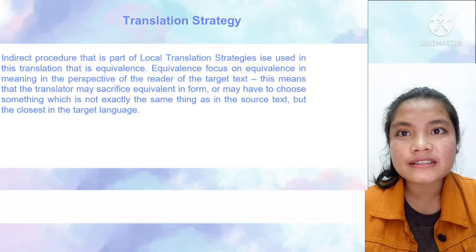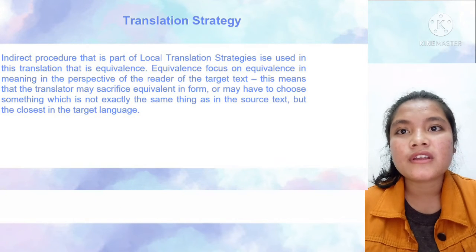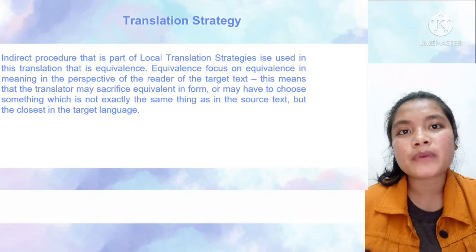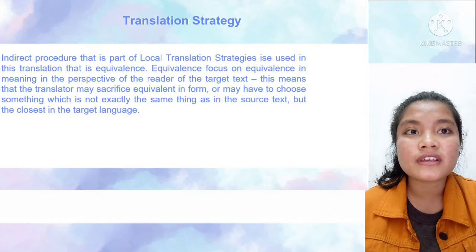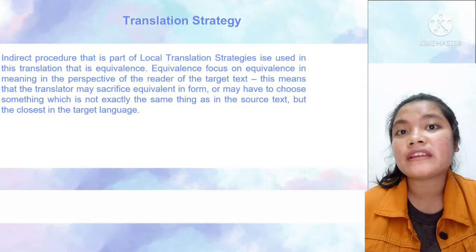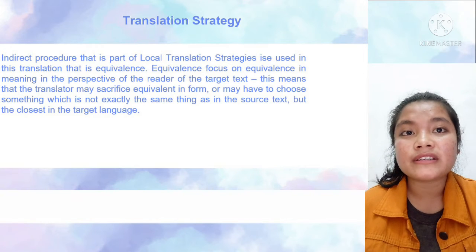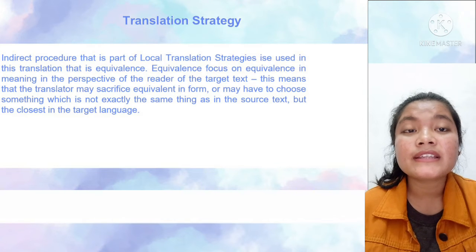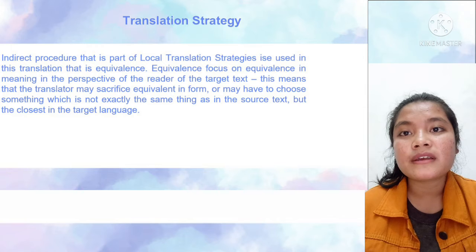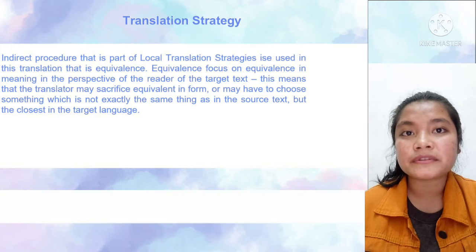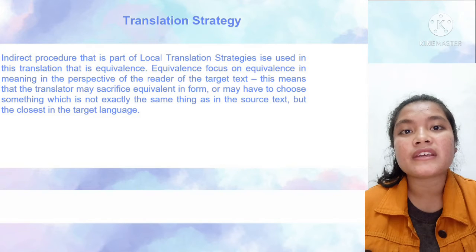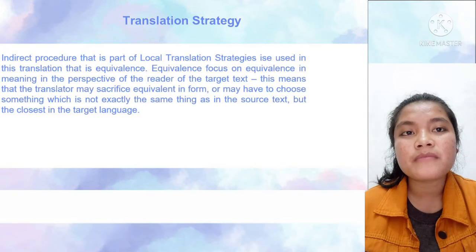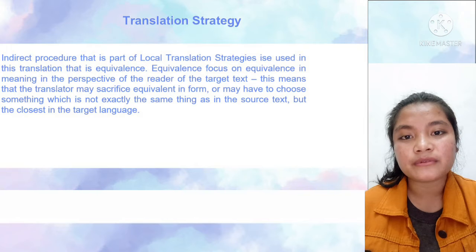The fourth analysis is about translation strategy. An indirect procedure that is part of local translation strategies is used in this translation, that is equivalence. Equivalence focuses on equivalence in meaning from the perspective of the reader of the target text. This means that the translator may sacrifice equivalence in form, or may have to choose something which is not exactly the same as in the source text, but the closest in the target language.